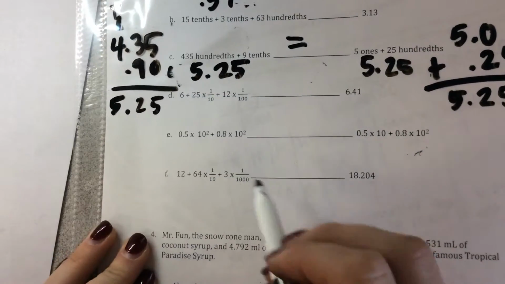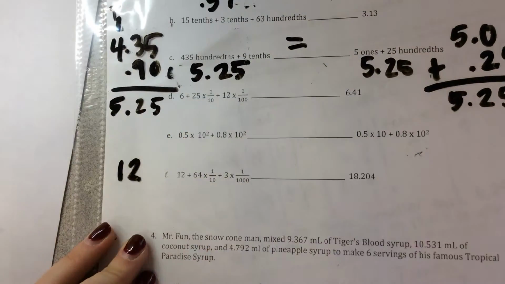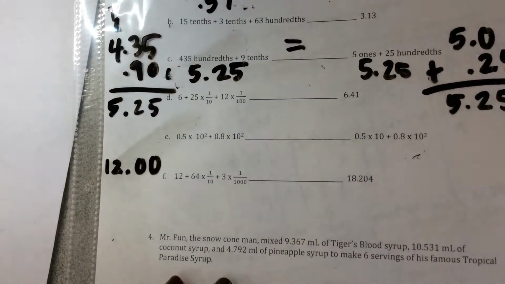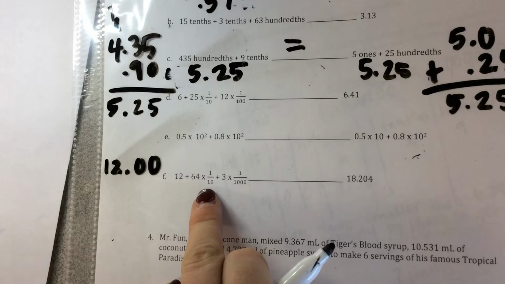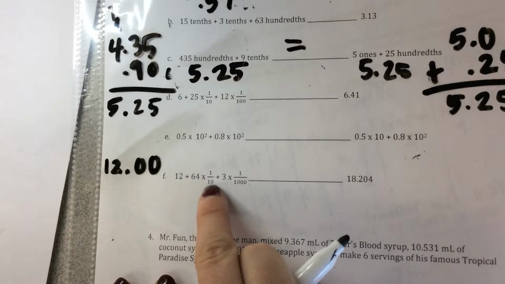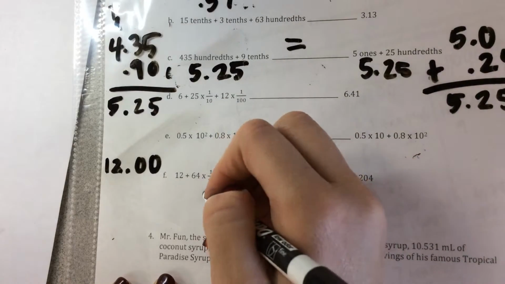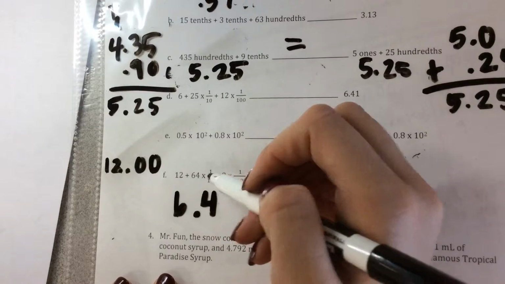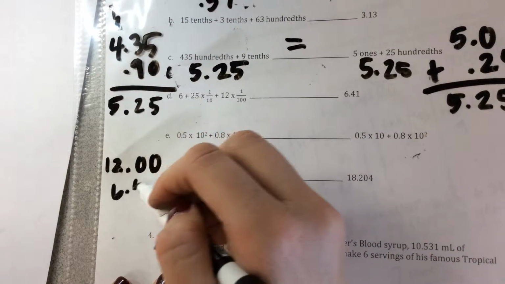We have 12. Let's write that as a standard form, which is just 12. Let me scoot it over a little. 12. I'm going to put 2 zeros after it just to hold places. 64 times 1/10 means that these are going to be tenths. 64 tenths. Which we write by putting the last digit in the tenths place, which we know there's a decimal in there, and then filling it. So 64 tenths is 6.4.